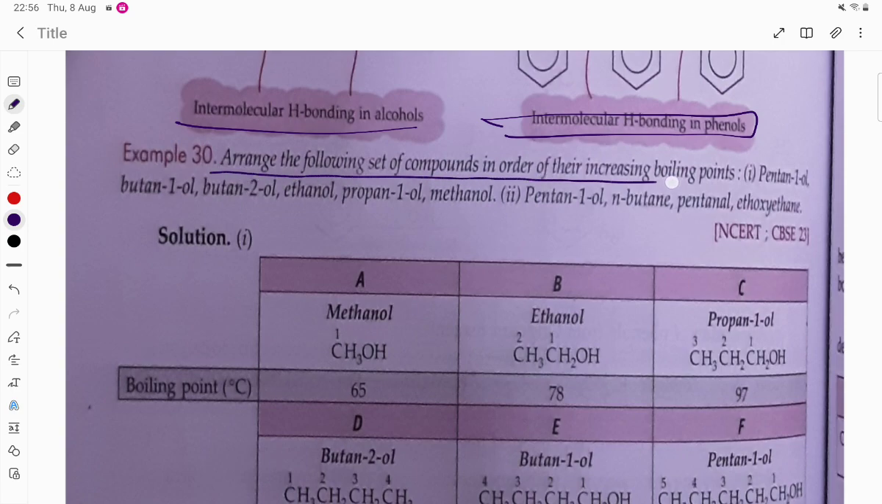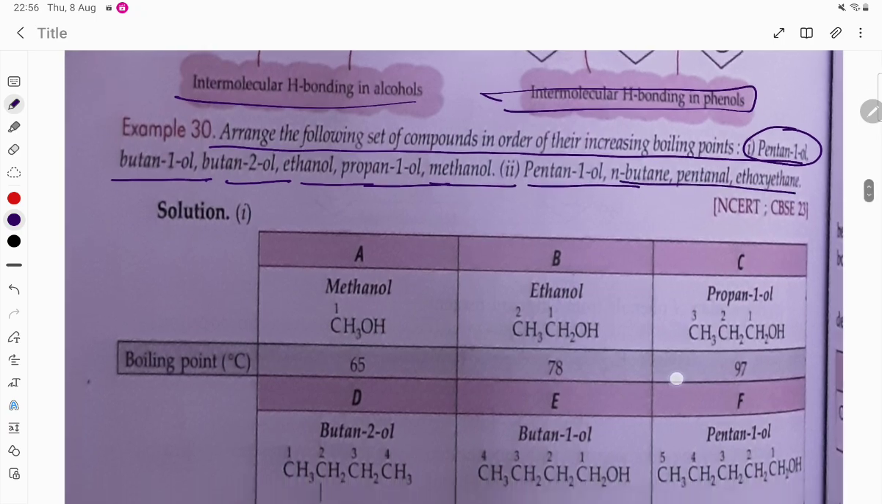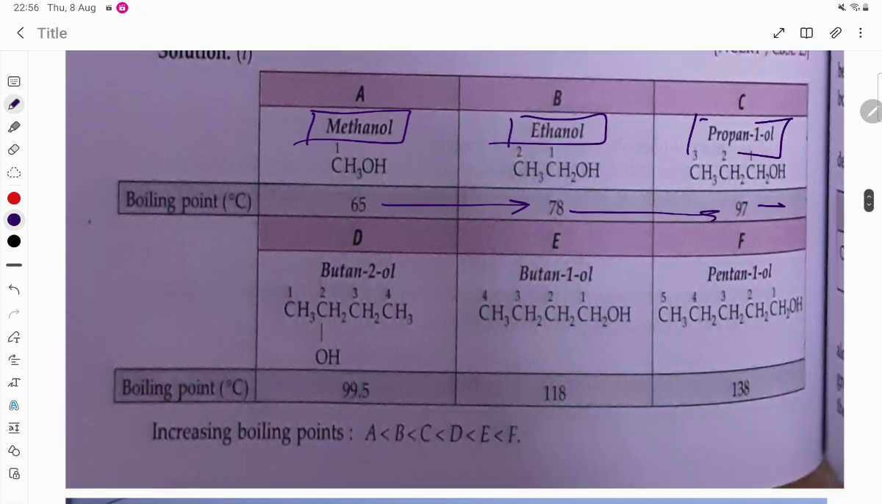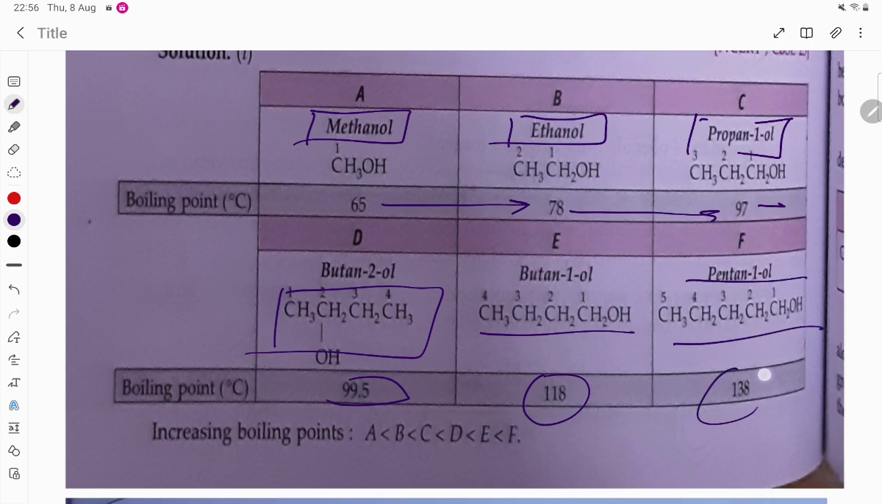Arrange the following set of compounds in order of increasing boiling point: pentane, butan-1-ol, butan-2-ol, ethanol, propan-1-ol, methanol, pentan-1-ol. Methanol is there, then ethanol, then propanol. Boiling point is 65. As the molecular mass increases, the boiling point also increases. Butan-2-ol is branched, so its boiling point will be less. Then butan-1-ol is unbranched, so its boiling point is more. Then pentane, 138 degrees C.